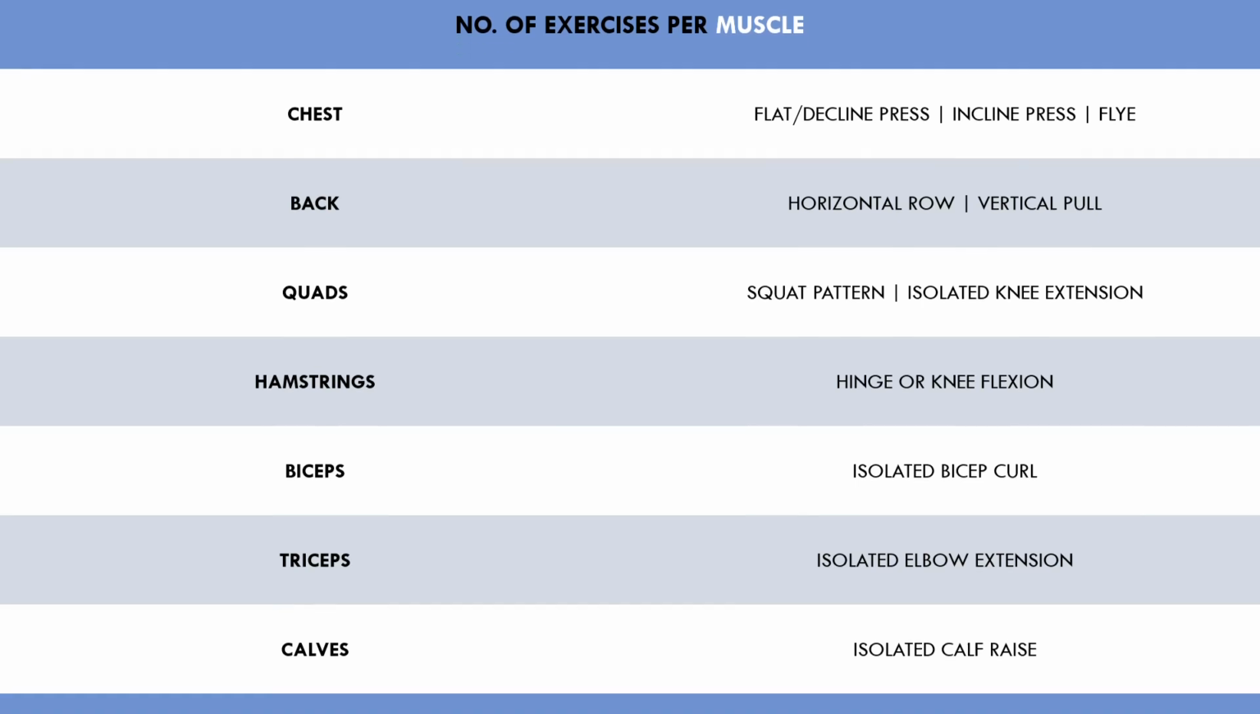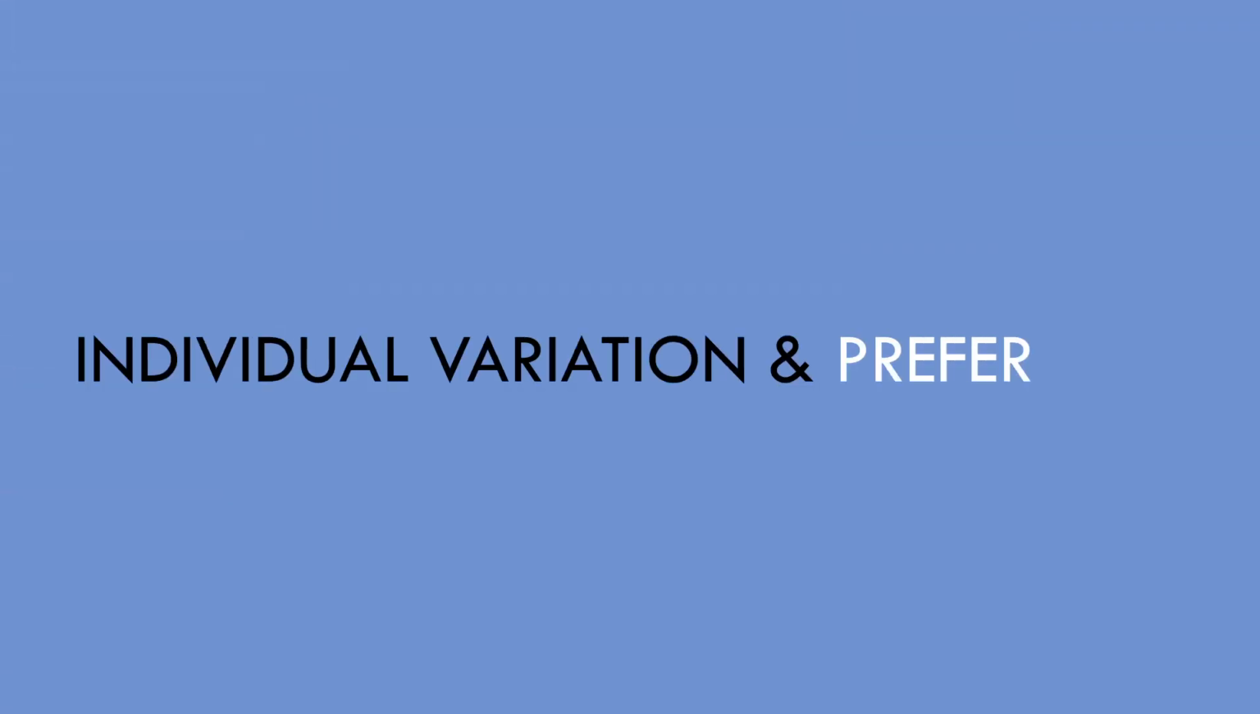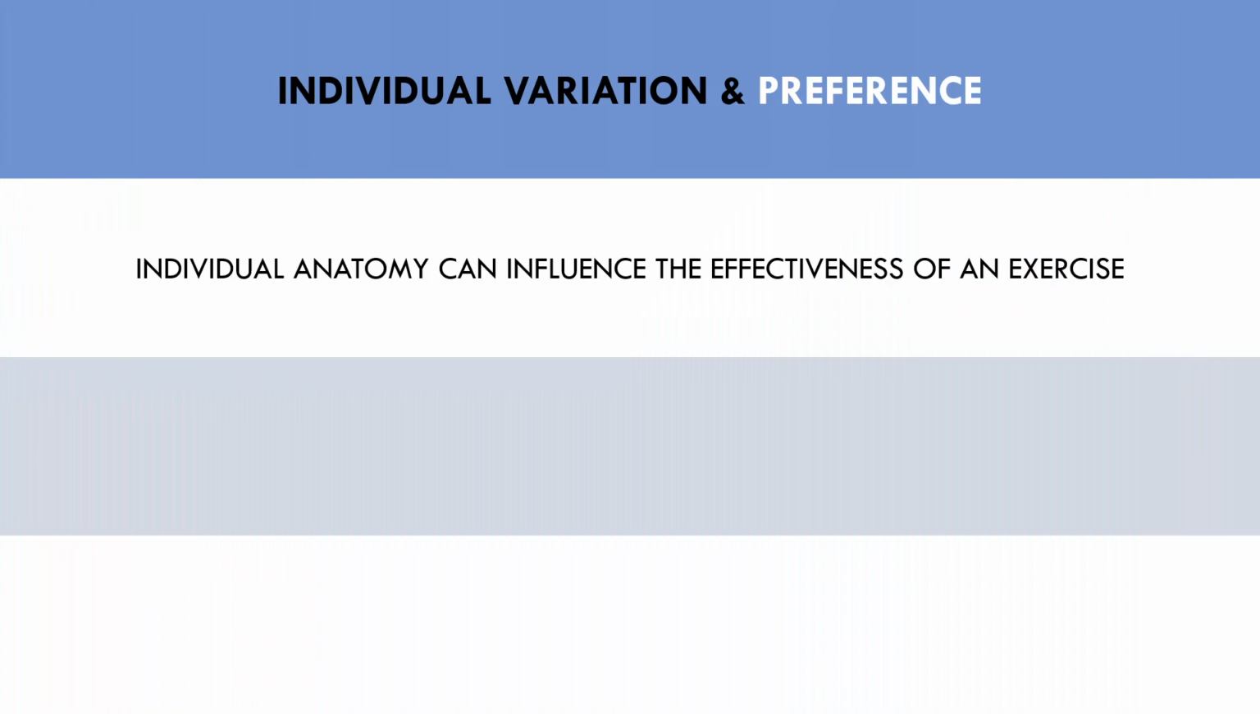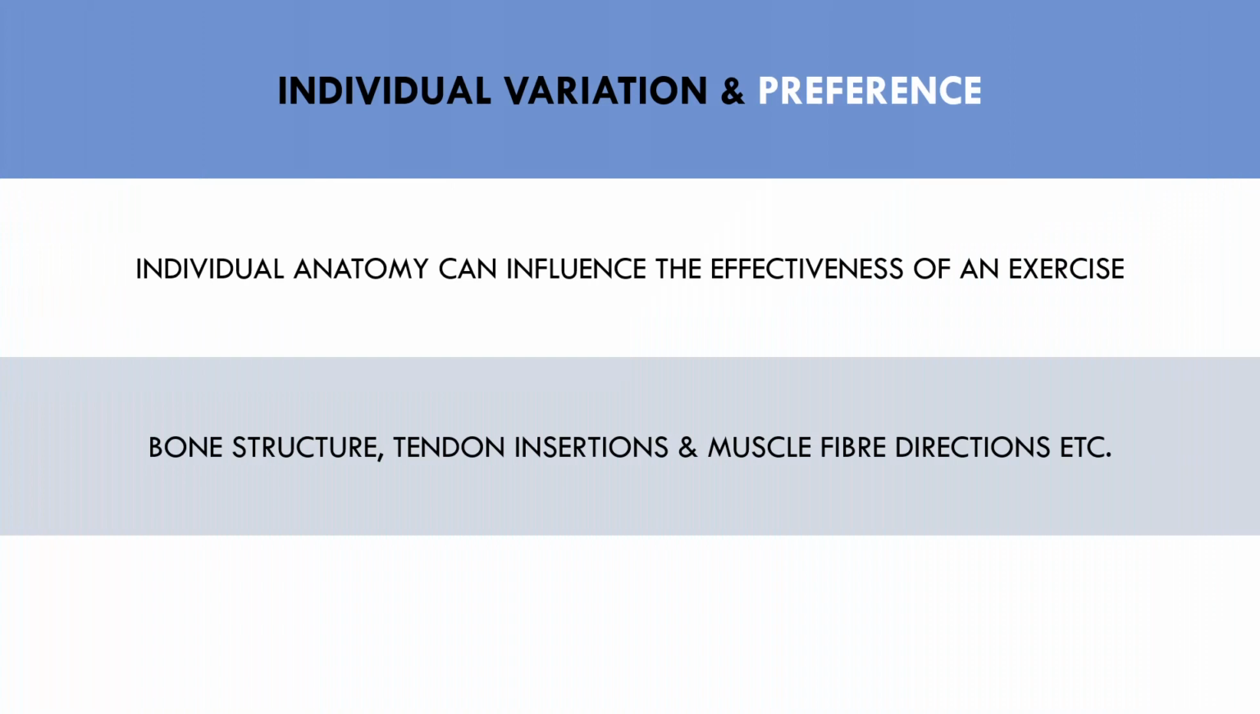And the last primary consideration for exercise selection is individual variation and personal preference. Some people are more or less suited to different exercises based on their individual anatomical makeup. There can be significant variation between individuals' bone structure, tendon insertions, and muscle fiber striation direction. This may make some exercises more or less suitable for different trainees.